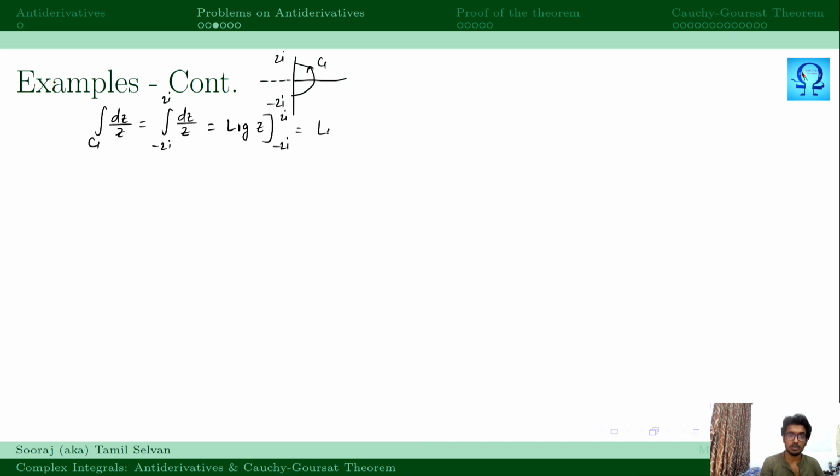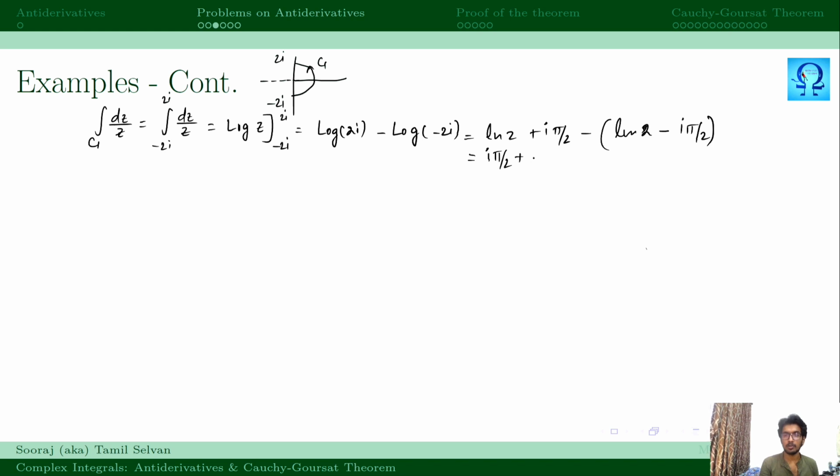If you substitute those values, we get log 2i minus log minus 2i. This is ln 2 plus iota times pi upon 2, minus ln 2 minus iota times pi upon 2. So ln 2 gets cancelled and we are left with iota times pi upon 2 plus iota times pi upon 2. This simply turns out to be pi i.